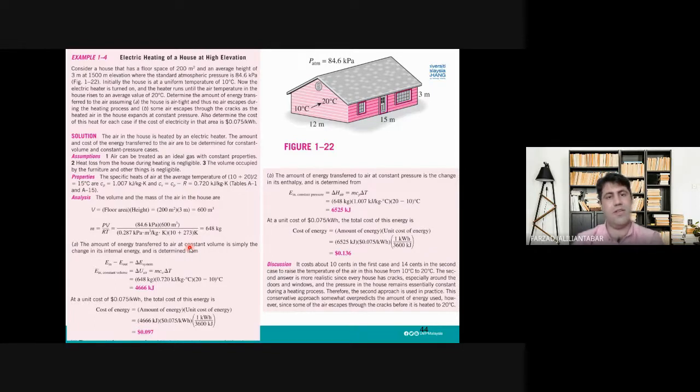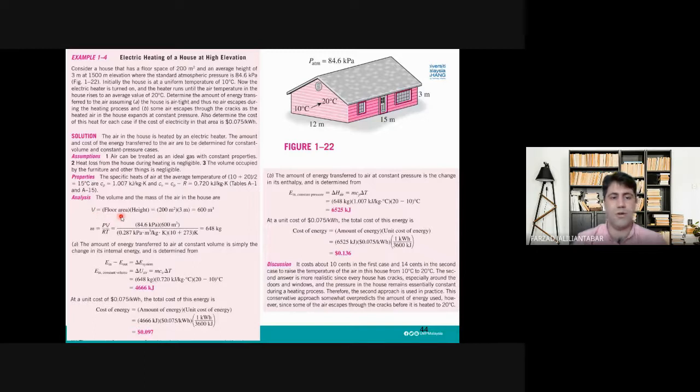What other information do we need to put in this equation? How about delta T, T1 and T2? We have T1 is 10 degrees, T2 is 20 degrees Celsius. That one is also easy. How about m? m here is the mass of air. How can we calculate that? The area of the house is given and the height also is given, 3 meters. So simply we have a cube, we can calculate its volume.